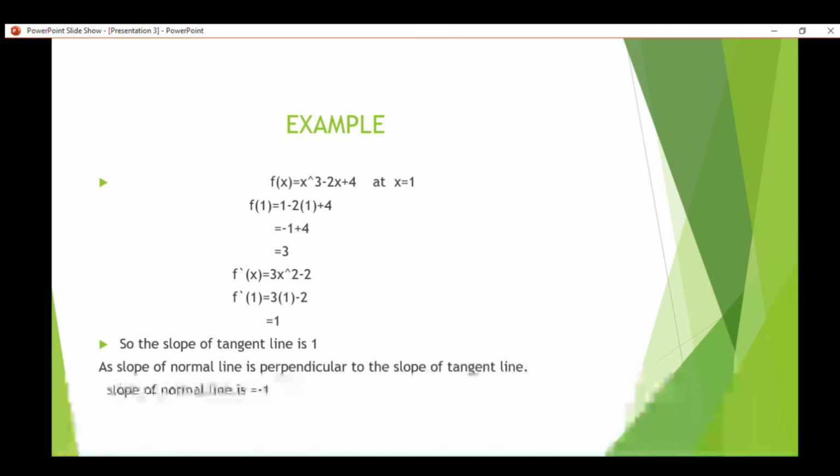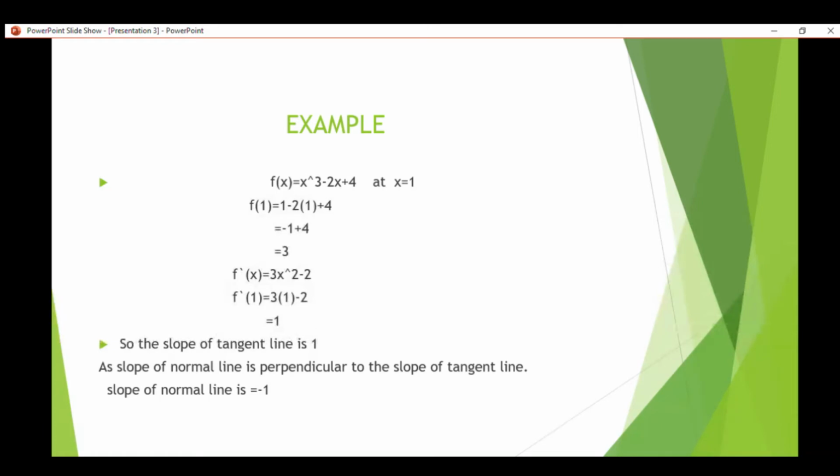For example, if we take a function f(x) equal to x cubed minus 2x plus 4, and we are given x equal to 1. To find the y value, we put x equal to 1, and the answer will be 3. Then we take the first derivative of the function, which is 3x squared minus 2. Now we put x equal to 1 in the first derivative, and the answer will be 1.